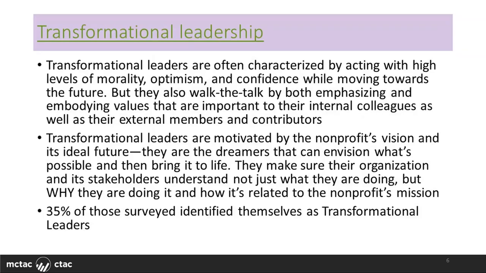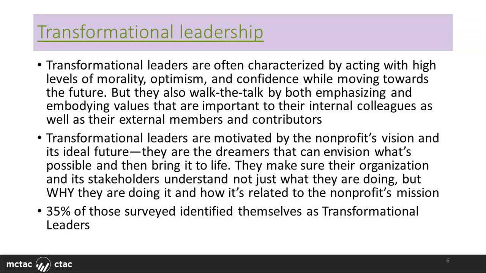Transformational leaders. This type of leader thinks beyond their own satisfaction and beyond just the buy-in of the stakeholders. Specifically, transformational leaders are often characterized by acting with high levels of morality, optimism, and confidence while moving towards the future, which you could say about servant leaders as well. But they also walk the walk by both emphasizing and embodying values that are important to their internal colleagues as well as their external members and contributors. So they're looking at the whole picture. They're looking at what are the values that drive them, but also how are they connecting both internally, staff, board members, and externally with other stakeholders in their community.